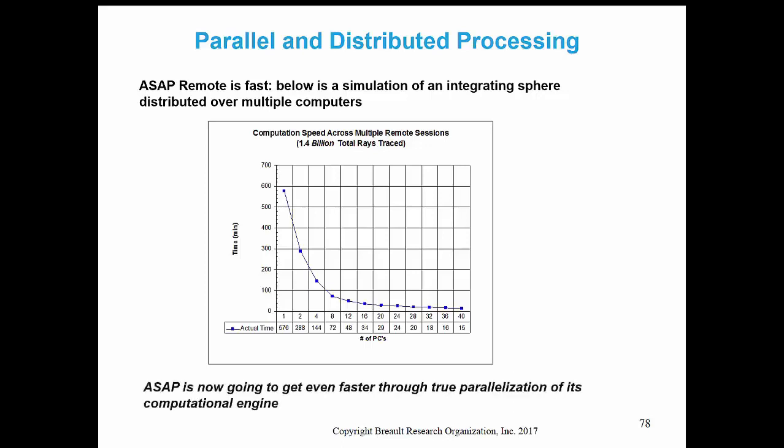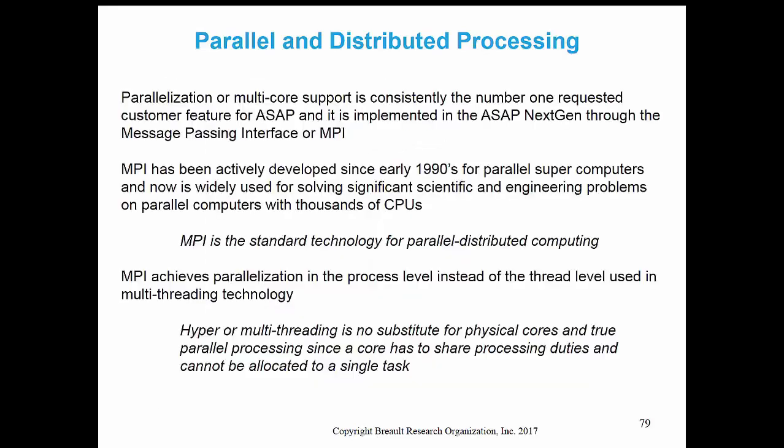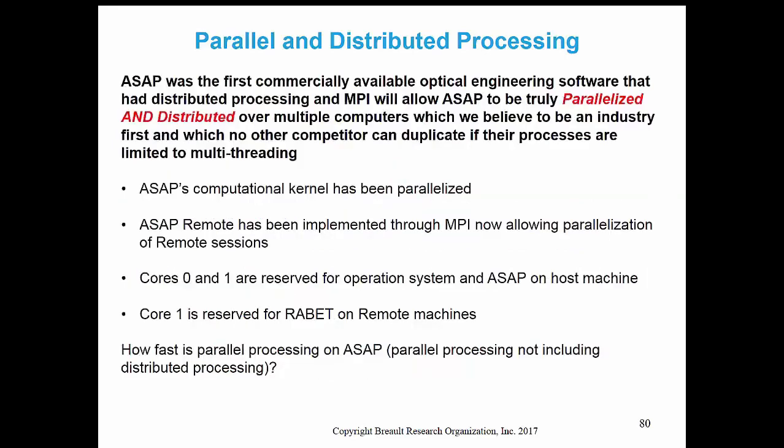And now, ASAP is going to get even faster through true parallelization of its computational engine. Parallel processing in ASAP is implemented through the Message Passing Interface, or MPI. MPI has been around for decades and used on parallel supercomputers for solving significant scientific and engineering problems using computers with literally thousands of available CPUs. MPI achieves this through the process level, which is very efficient, giving ASAP's kernel architecture. ASAP is now truly parallelized and distributed over multiple computers, which we believe to be an industry first and which no other competitor can duplicate if their processes are limited to multi-threading.